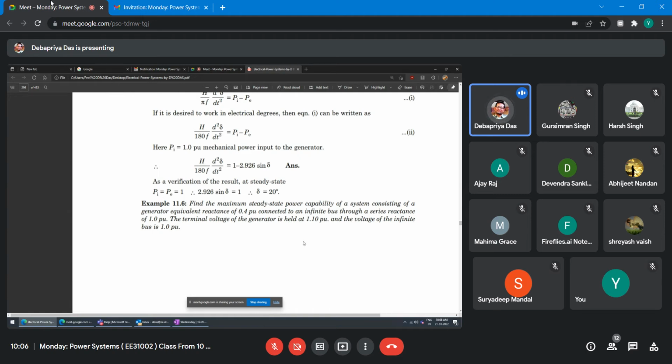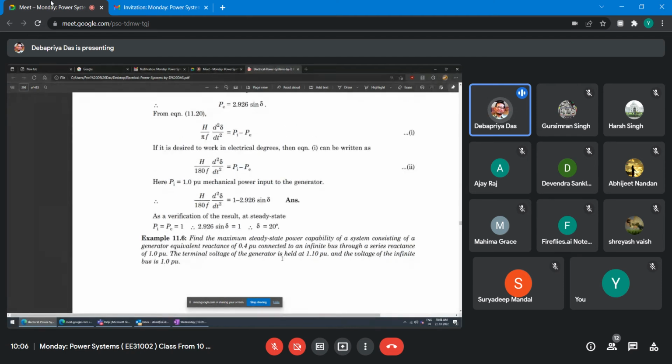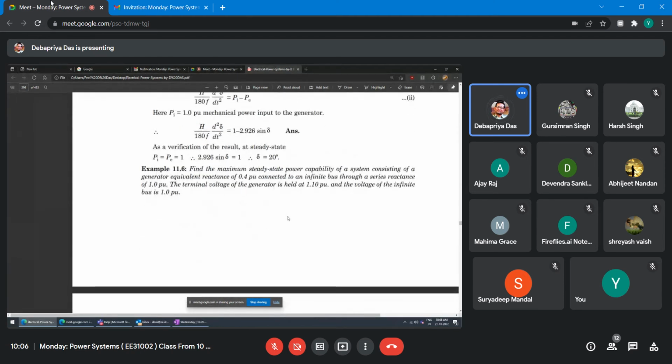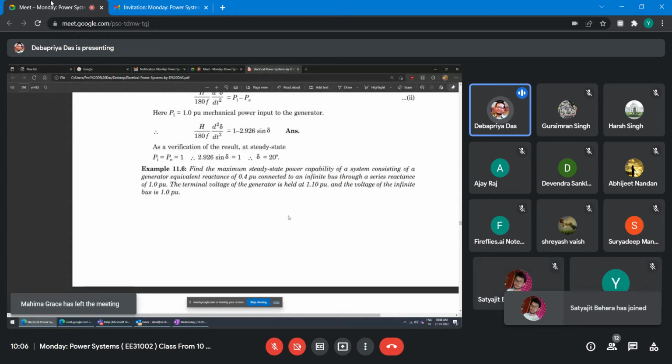Automatic generation control, I will not do that. This time, two chapters I have reduced, right? And after finishing this, when everything is over, generally I set the question paper. Before that, I do not. So it will be a 2 hour question paper, and maybe 4 questions will be given.